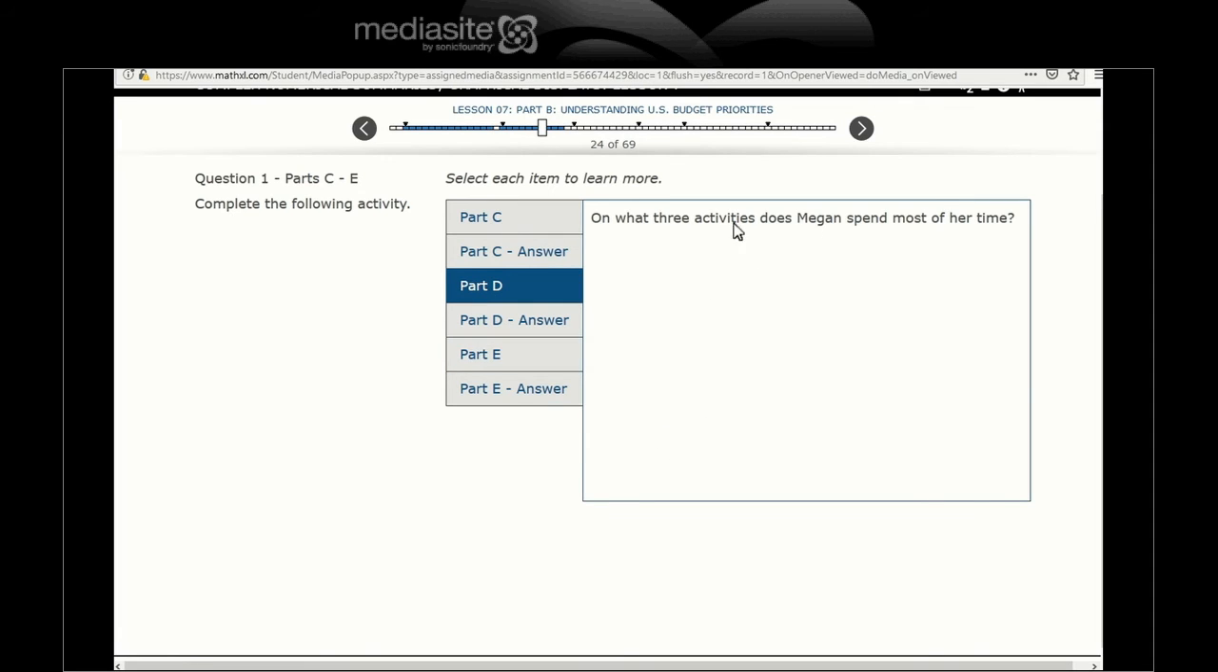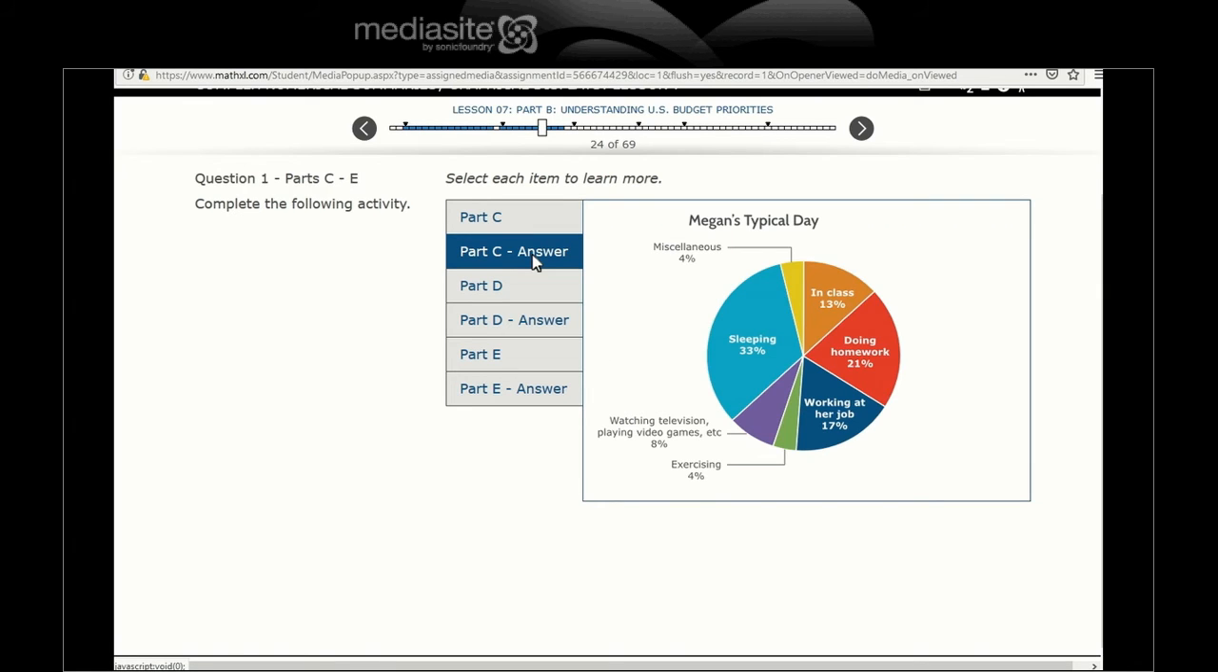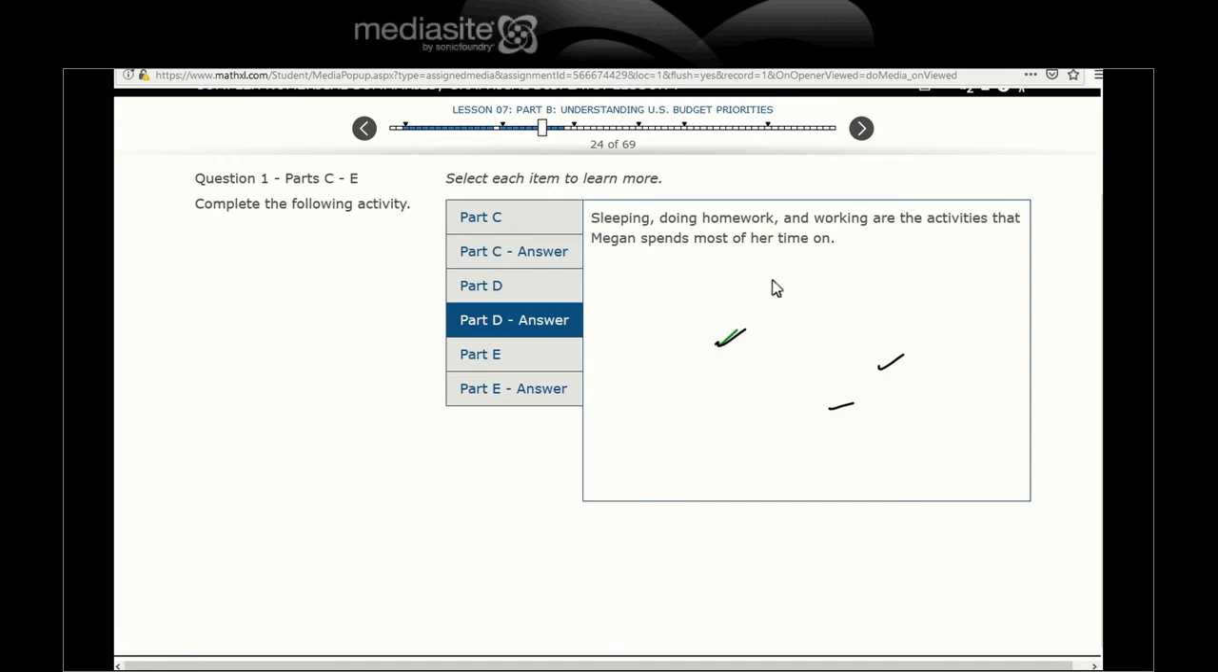Okay, part D. On what three activities does Megan spend most of her time? Well, let's go back. It would appear we have sleeping, work, homework, and job. Sleeping, homework, and work.